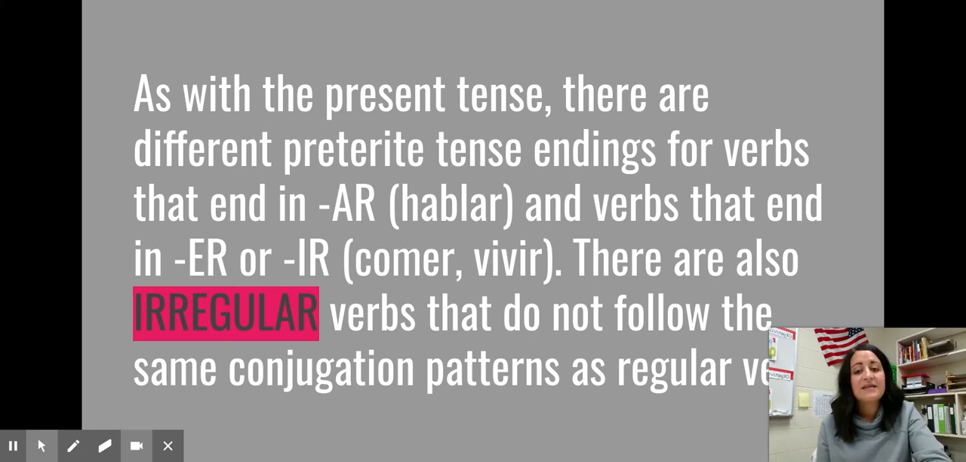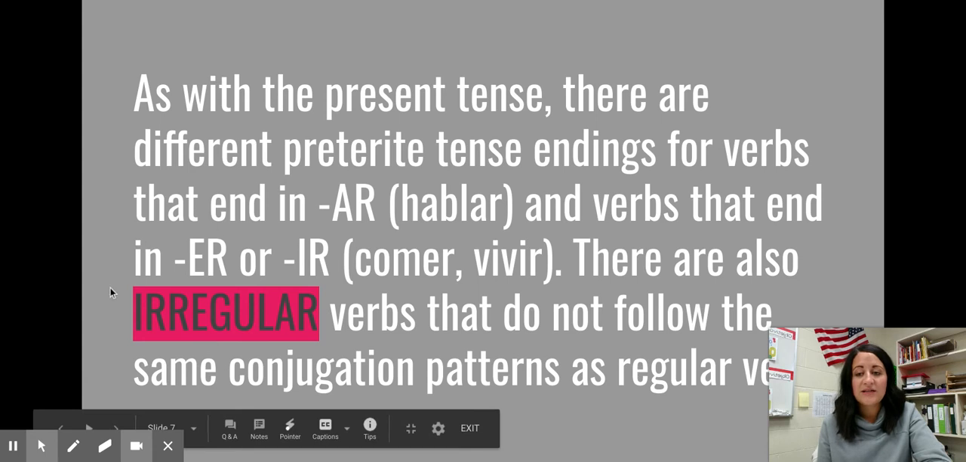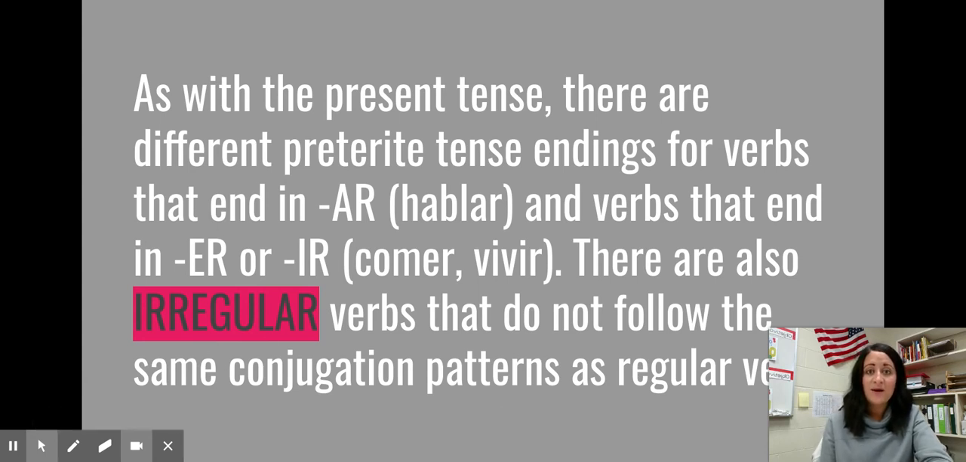Okay, some examples of irregular verbs in the preterite tense that we have already learned are fui, fuiste, fue, fuimos, fueron, right? We've also learned vio, vino, hizo, and dijo. So far those are the irregulars that we have learned, but we're not talking about those this unit. We're just talking about our regular preterite tense endings.